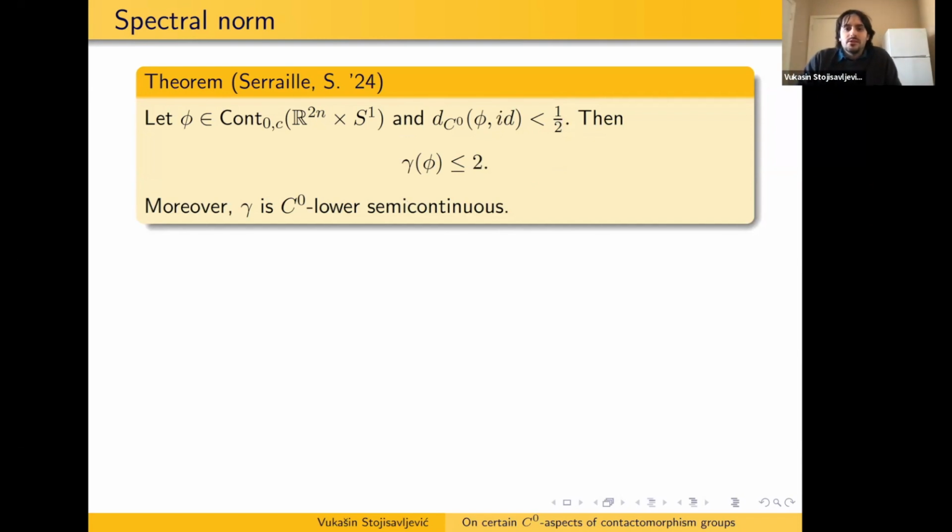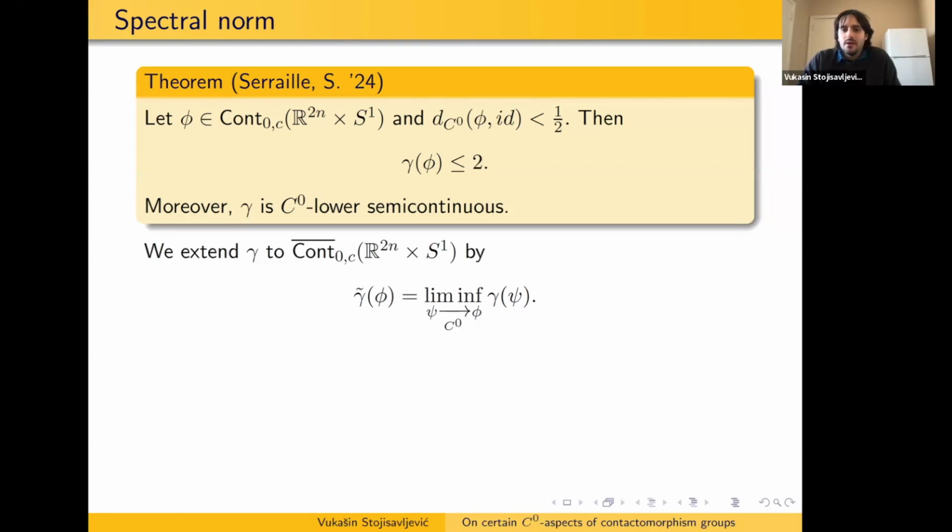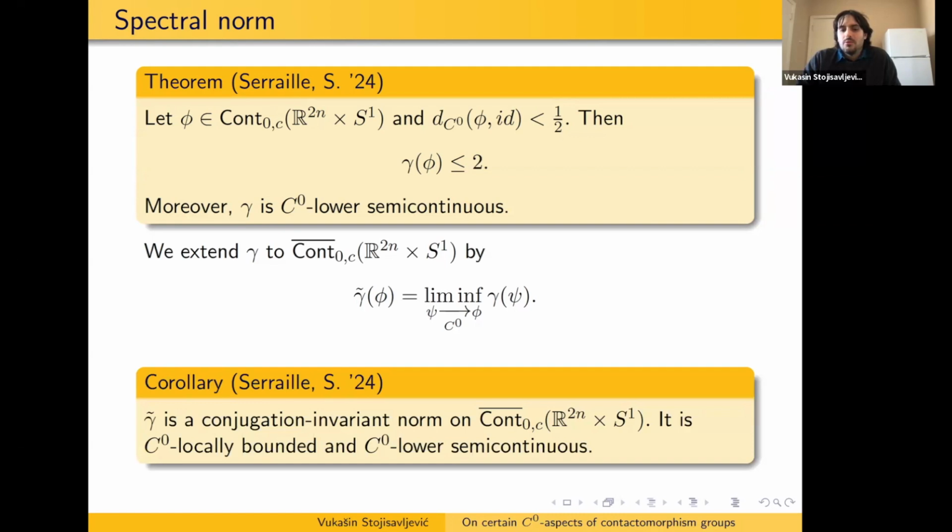Okay, so this is some almost utopia situation, because now you can extend gamma to the closure just by taking lim-inf, as one always extends lower semi-continuous functions. And then now we get this gamma tilde, which is a conjugation invariant norm on the contact homeomorphisms. It is also C0 locally bounded, and it is also C0 lower semi-continuous.